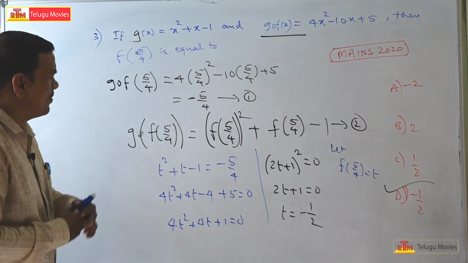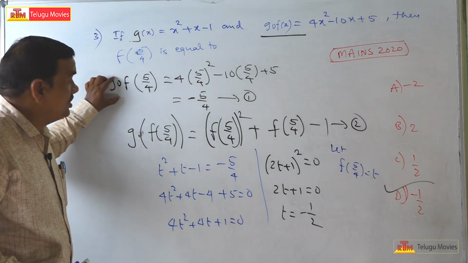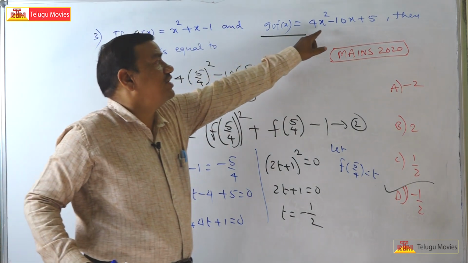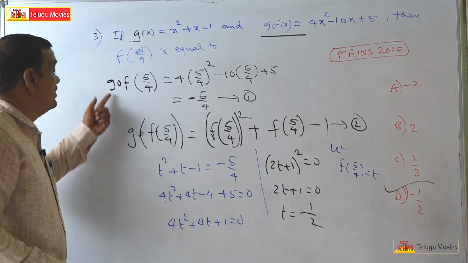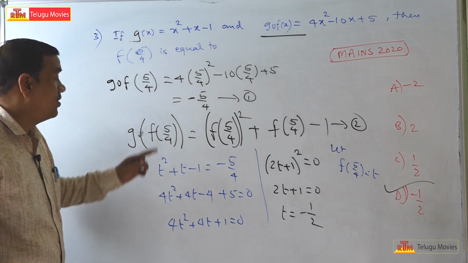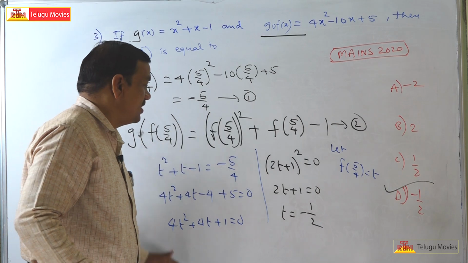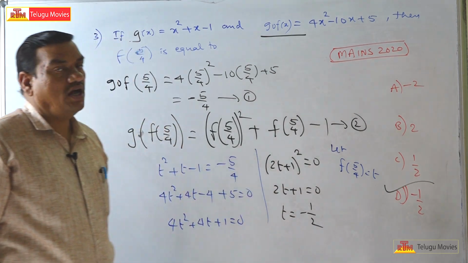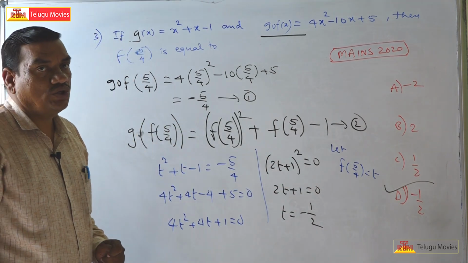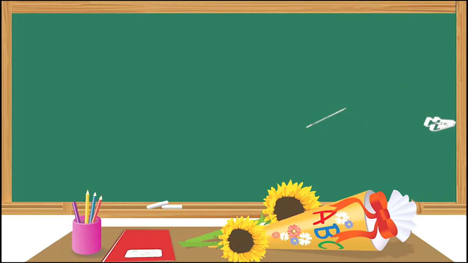Okay now, so very easy problem. The first thing is g circle f of pi by 4, I found it out. And I applied the definition g of f of pi by 4, and both are same. And I calculated the answer. So I hope that you understand the solution. Let us go for the next problem.